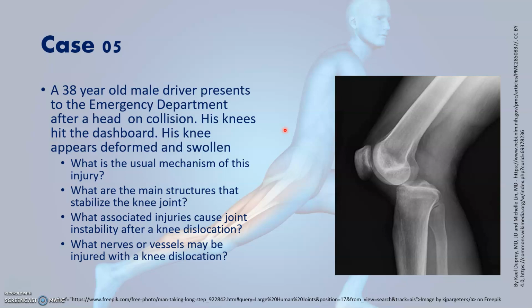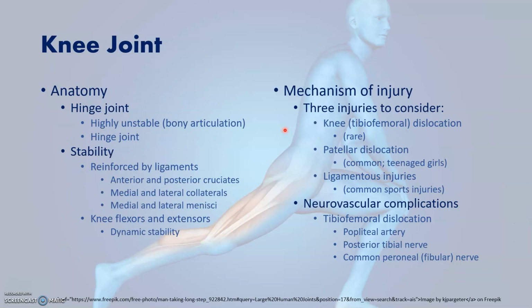The second case is a similar story of a driver in a head-on collision and his knee hits the dashboard, but in this case the knee is deformed and swollen. Pause the video, see if you can answer the questions asked. The knee joint is a highly unstable hinge joint. The bony articulations are very shallow, and the stability of the joint is really due to the ligaments.